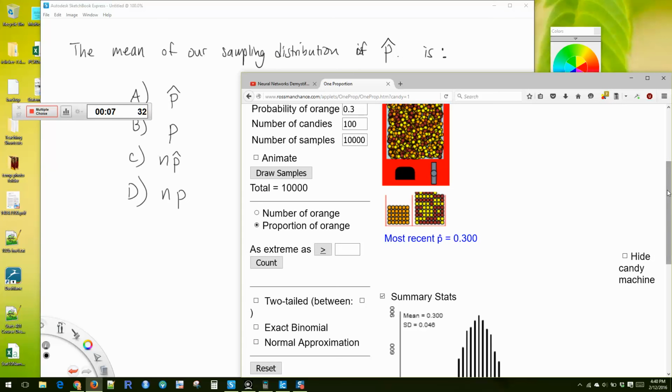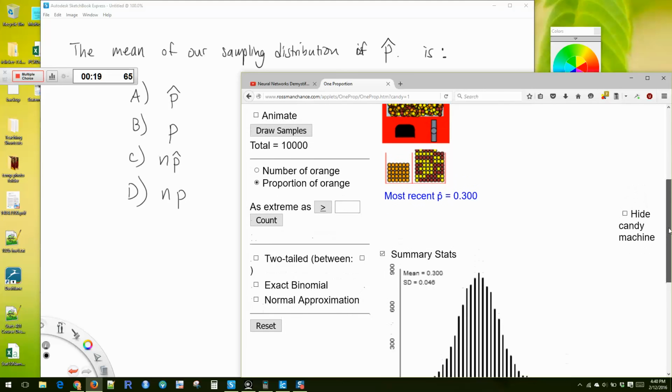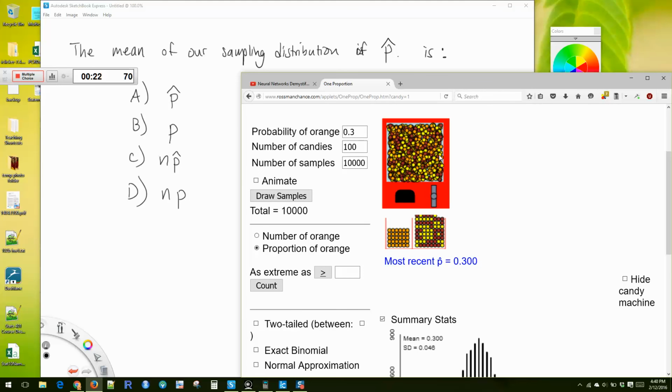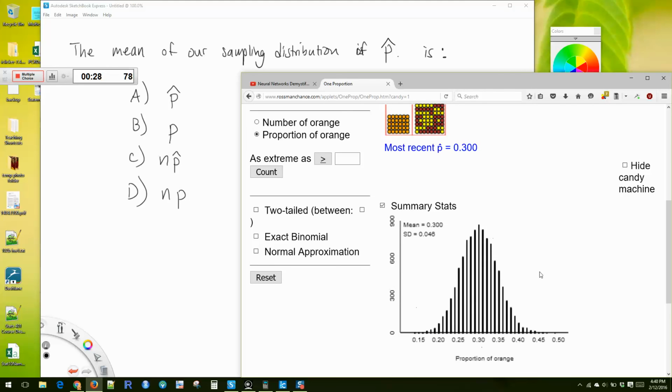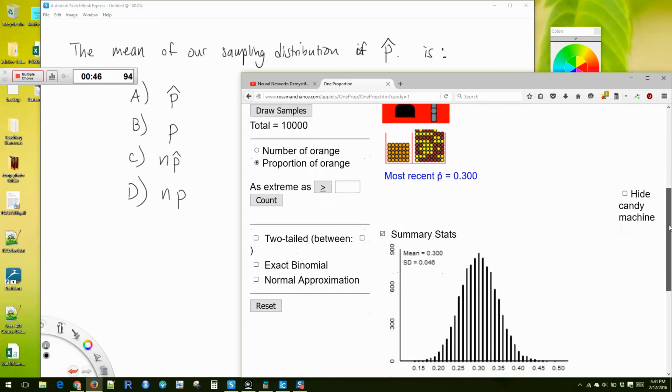So, what do you think the mean of our sampling distribution is? Okay, so keep in mind what we have in the population. And this is essentially what our sampling distribution looks like. What do you think the mean of our sampling distribution is? Okay, it's the sampling distribution of p hat. So whenever we take samples of, does this question make sense? Kind of.